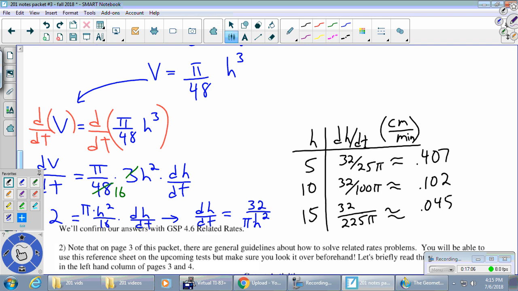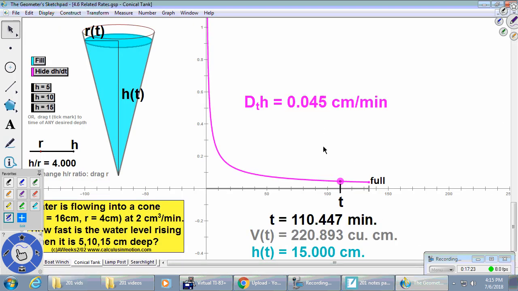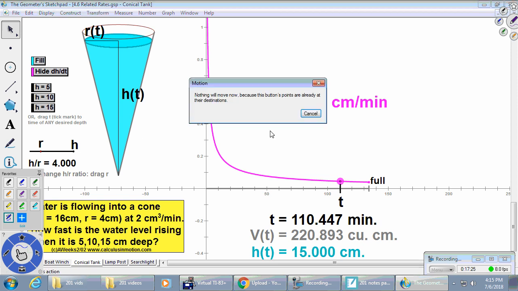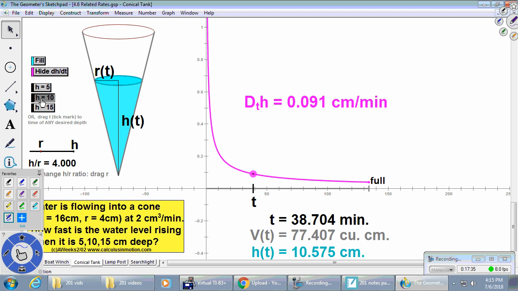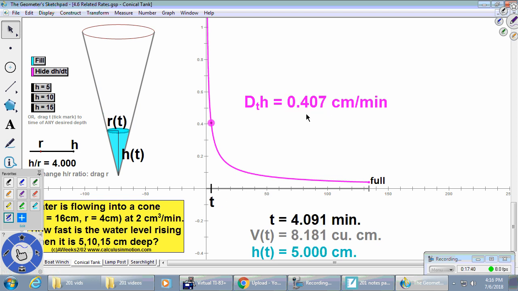None of the analysis we did before was invalid, right? We do still see the same behavior here, that it fills up more rapidly in the beginning and then slower and slower and slower. And then we just take a quick look at our Sketchpad thing and we get exactly the numbers we expect. So here, when the height is 15, the height is changing at 0.045 centimeters per minute. It's growing, but not very quickly. But when the height was only 10, down here, it was changing at 0.102 centimeters per minute. When the height is 5, 0.407.